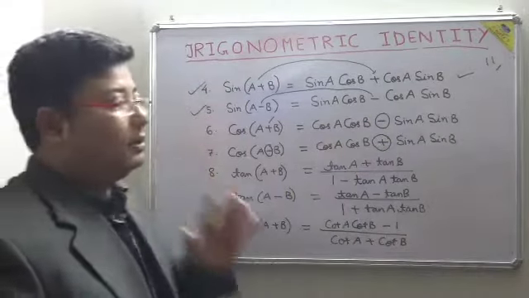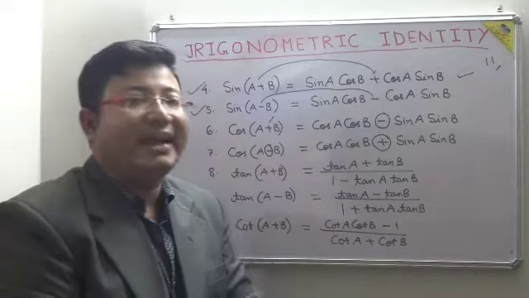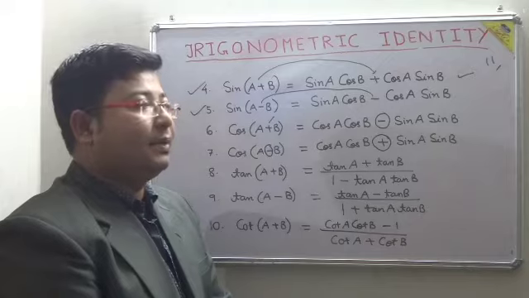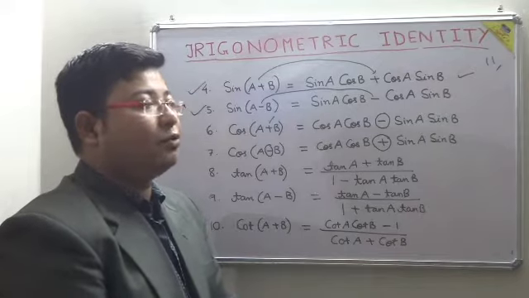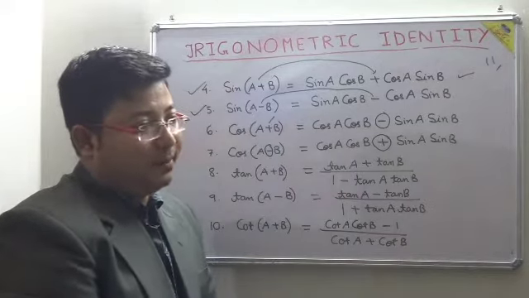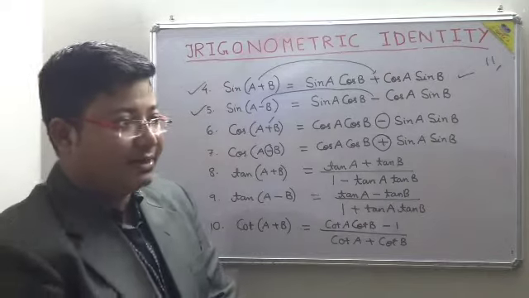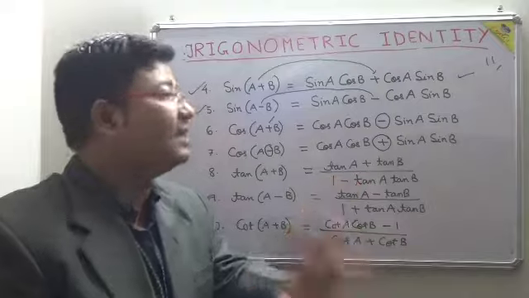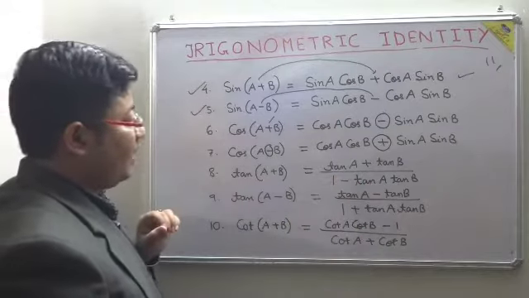So let us revise one thing. Sin A plus B, sin A cos B plus cos A sin B. Sin A minus B, sin A cos B minus cos A sin B. So cos A plus B, cos A cos B minus sin A sin B. And what is cos A minus B? Cos A cos B plus sin A sin B. Remember in this way, okay guys?